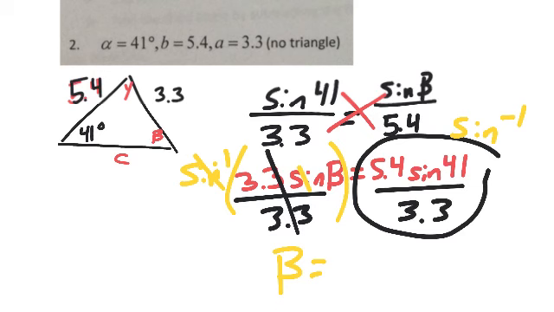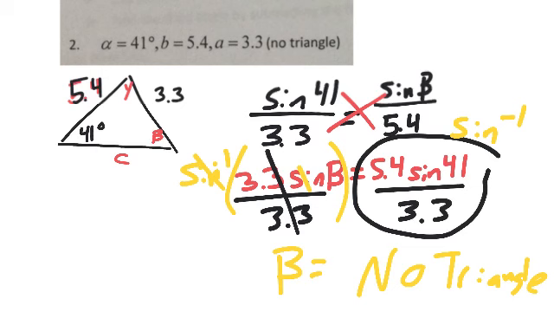And I get error. Because beta does not exist. There is no angle beta that can make that true. Therefore, there is no triangle. So, this is something I'm going to do just this time, just to help teach it. But you don't have to do this.